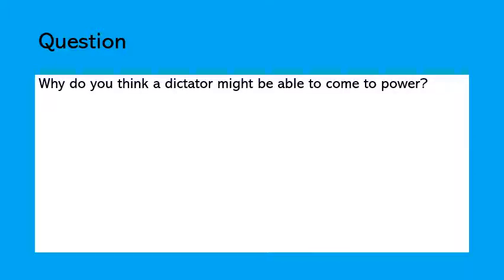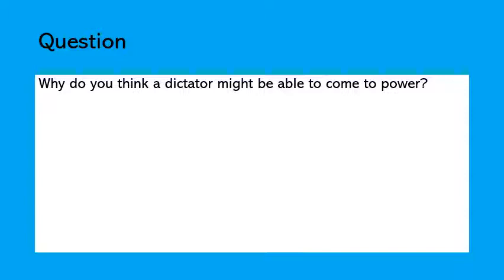So we've looked at the differences between democracy and dictatorship, and now we're going to think about why a dictator might come to power. So I'd like you to come up with some reasons and write them down in the form of a short paragraph.